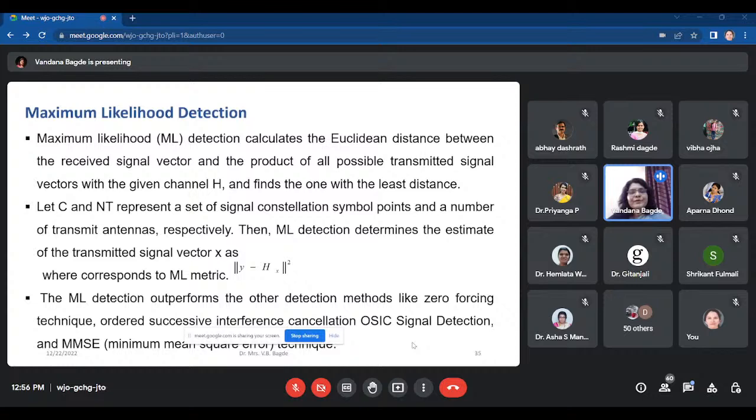Once we calculate this Euclidean distance and the minimum distance, we are in a position to correlate the signal. There is a metric. When we implement this algorithm, there is a minimum or maximum likelihood metric. This metric is responsible for calculation of a path metric as well as a branch metric.